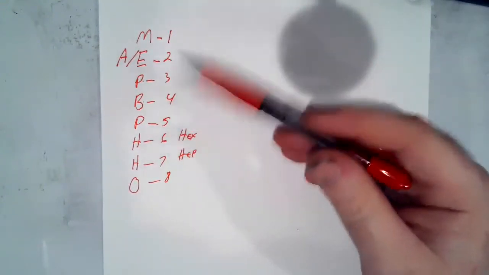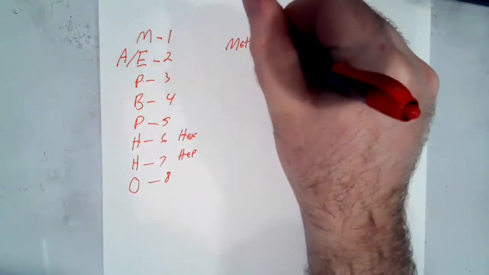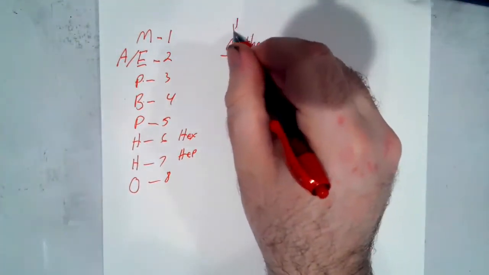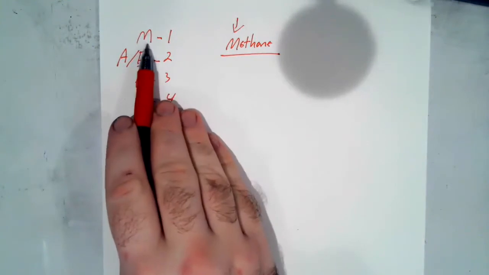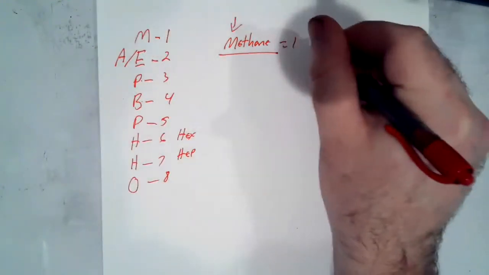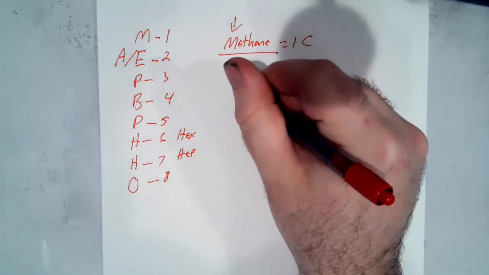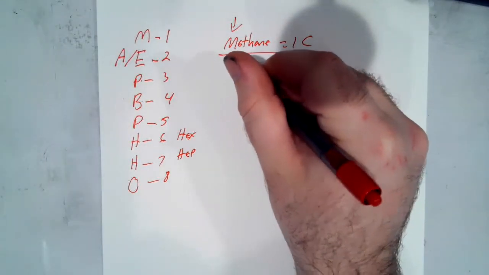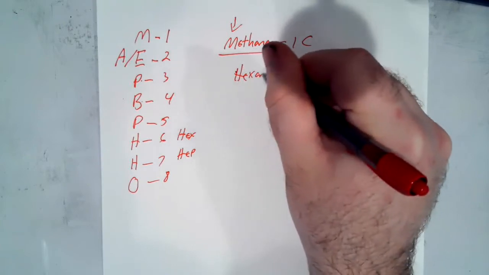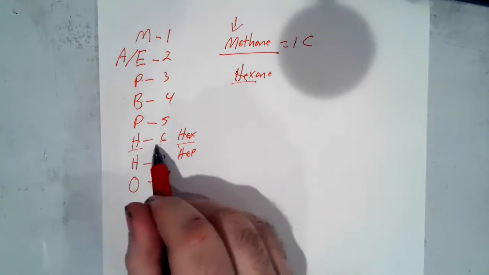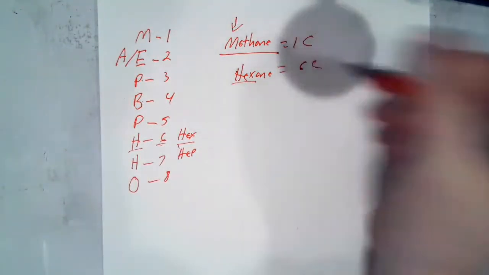So an example question that I might ask regarding this is how many carbons are in methane? Well, it begins with the letter M. So M, therefore it has 1 carbon. How about hexane? Well, it's hex, and here's hex here. That must be 6 carbon.